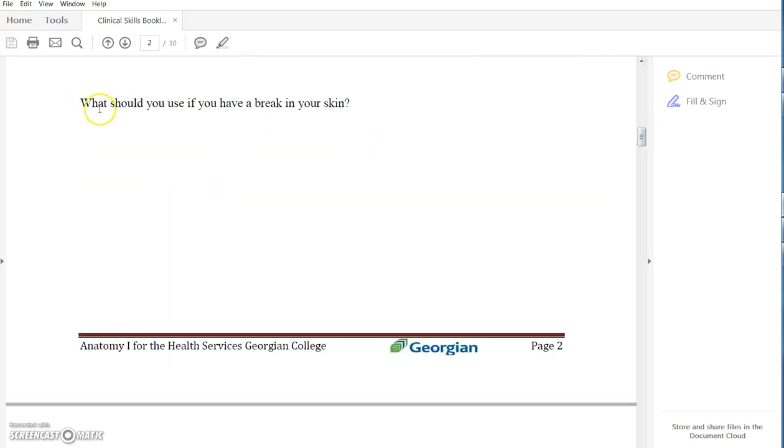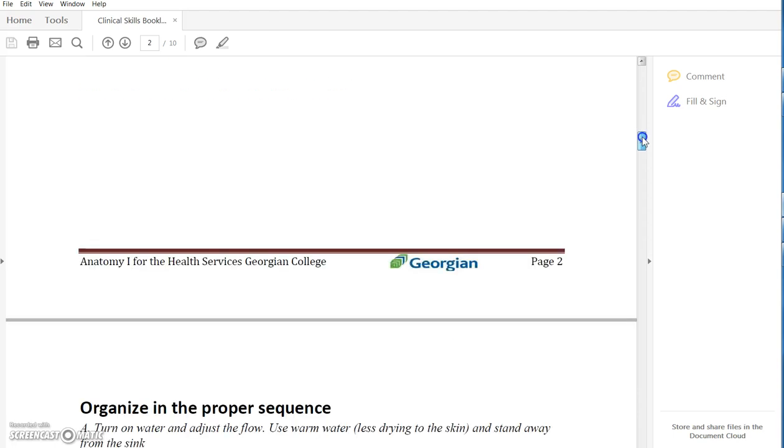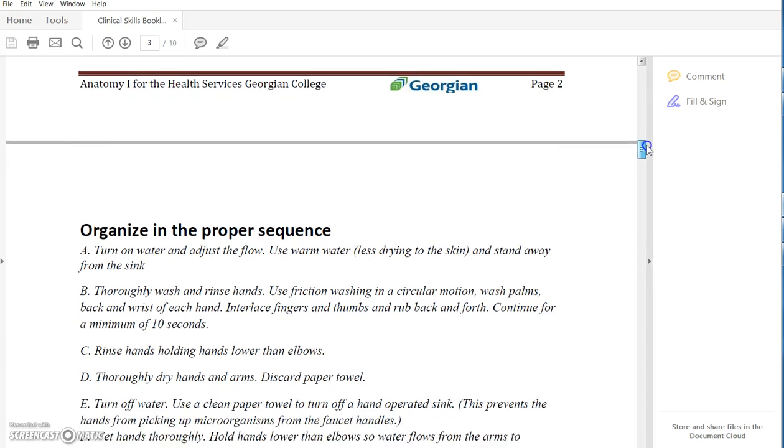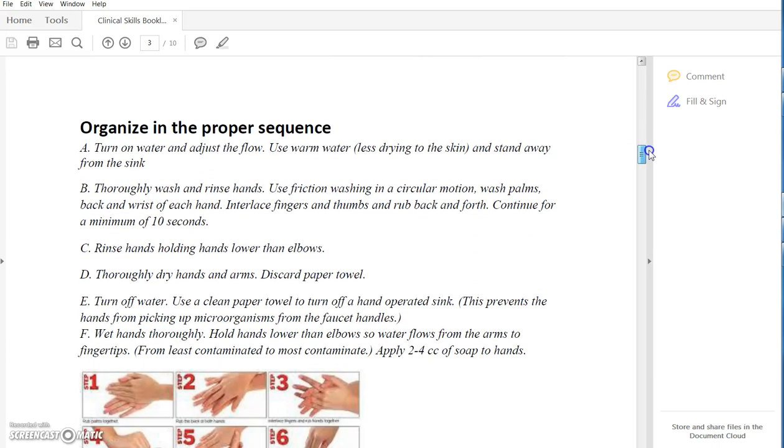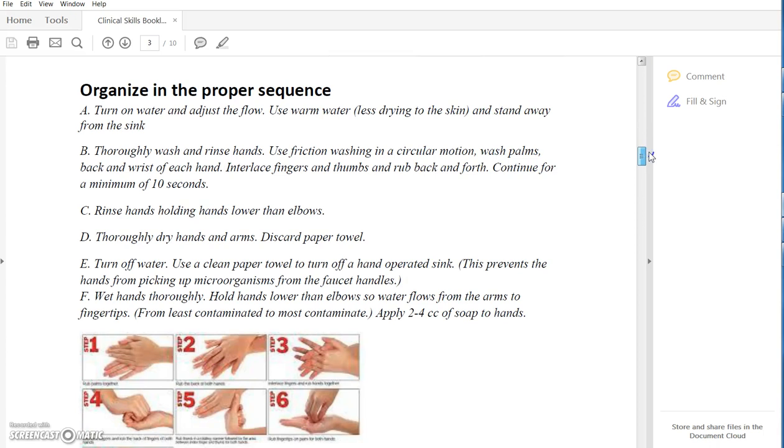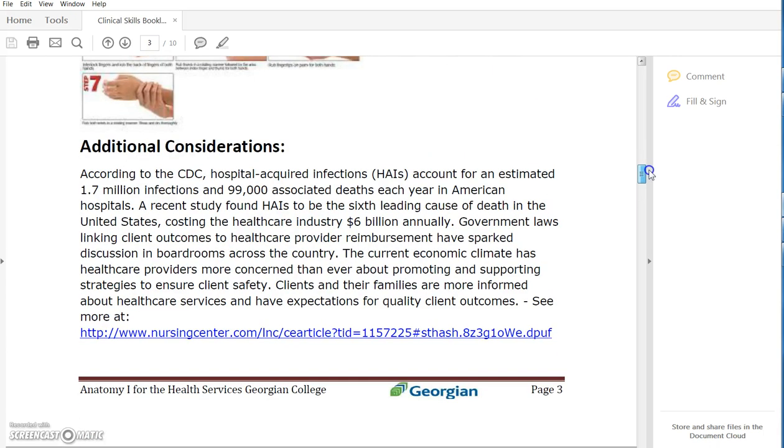Another important consideration is what you should do if you have a break in your skin. Always cover that area up, because an opening in the skin is an entry point for a harmful pathogen to come into your skin and cause disease within yourself. Also, when you have a break in the skin, there could be oozing, there could be bleeding, so you always want to protect that area of your hands or your body that may come into contact. There is a proper sequence that we will practice again when we go into the nursing lab, and we'll focus some time on the hand washing procedure and some of the important considerations.